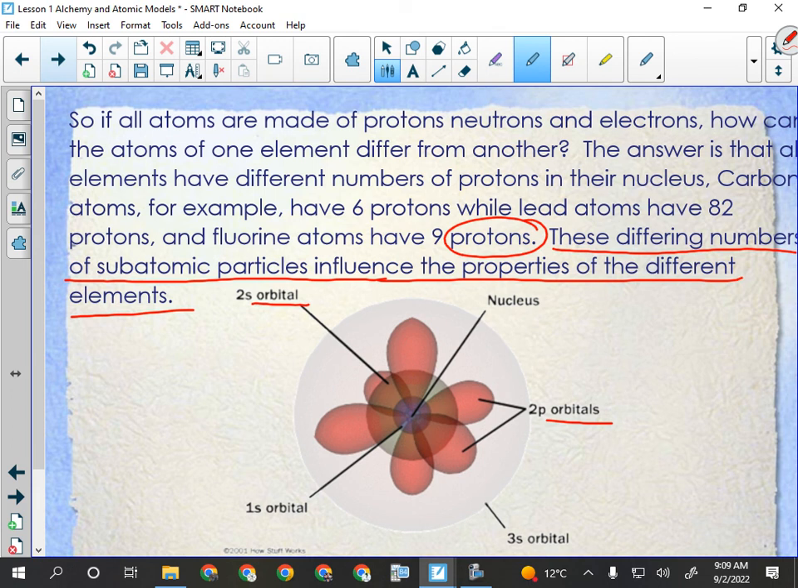If you want an analogy, the number of protons is to the properties of an element as DNA is to the different characteristics people have from each other. What makes you unique, the number of protons, is what makes one element different from another. All right, questions there? Ready with that?